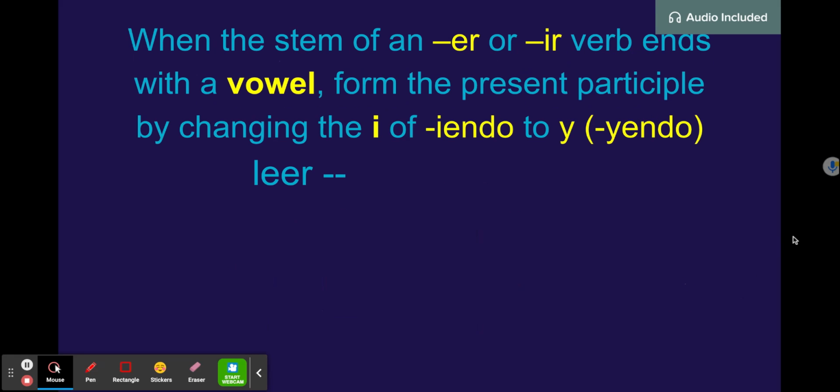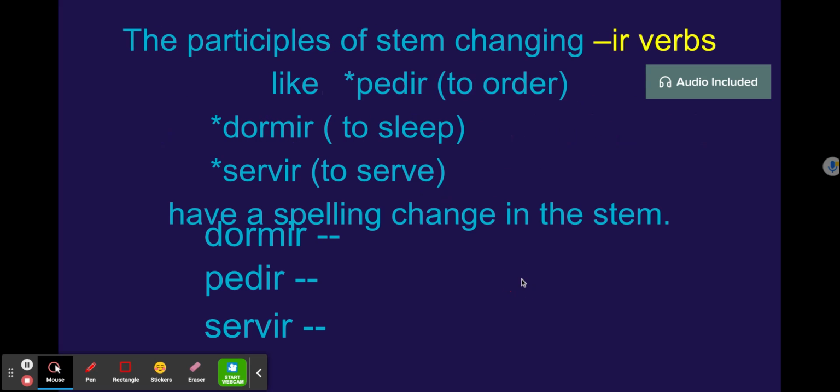When the stem of an ER or IR verb ends with a vowel, and again, this is only for an ER or an IR verb, and the stem has to end with a vowel, to form the present participle, you're going to take the I of iendo and change it to a Y. So for example, leer, the stem is LE, and you're going to change it to leyendo instead of leiendo.